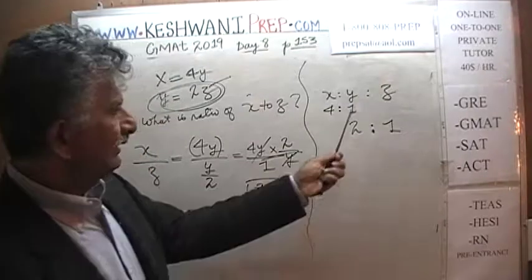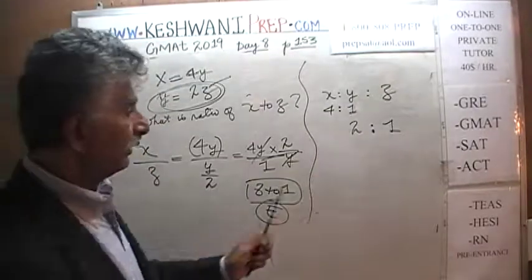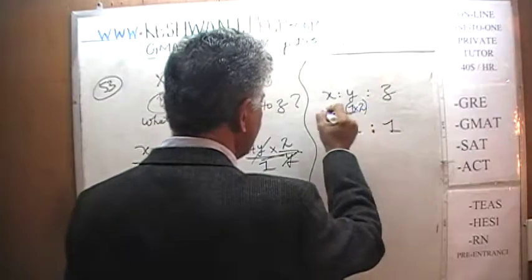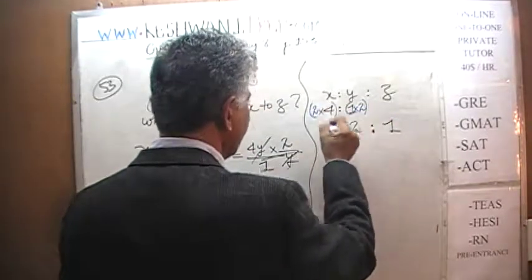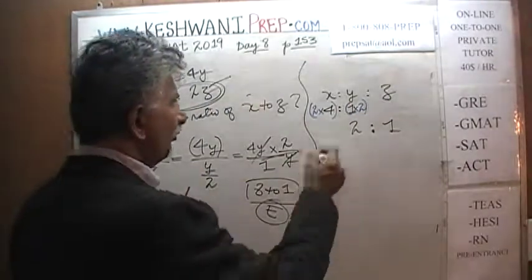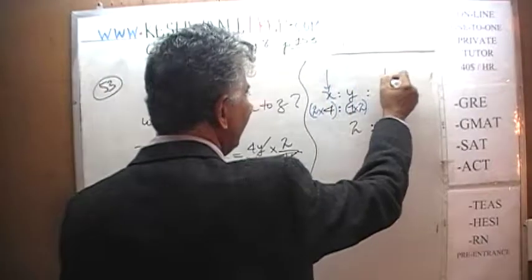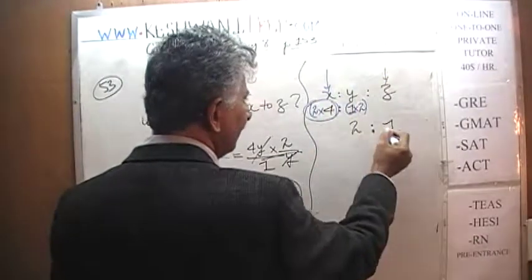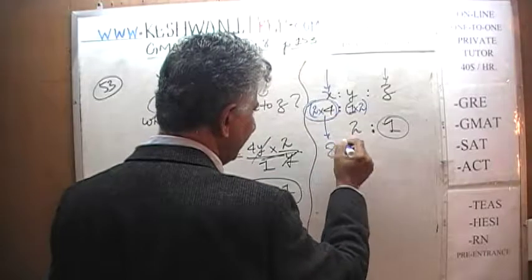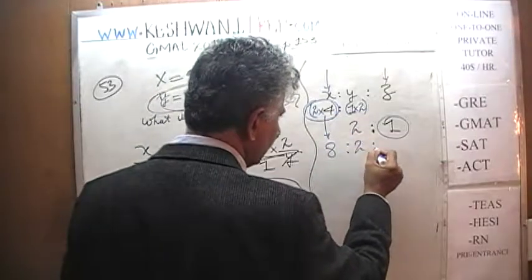So we want to convert this 1 into a 2 because that's what we have here. So let's multiply this by 2. And since we multiply this quantity by 2, we must multiply this quantity by 2. And there is your answer. What's the ratio of x to z? Ratio is 8 to 1. So what it boils down to is this, 8 to 2 to 1.